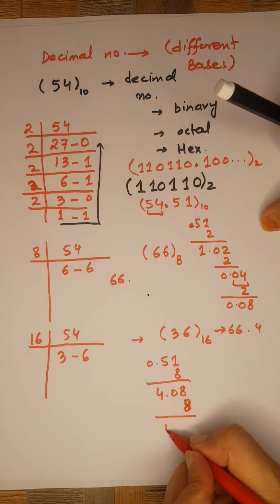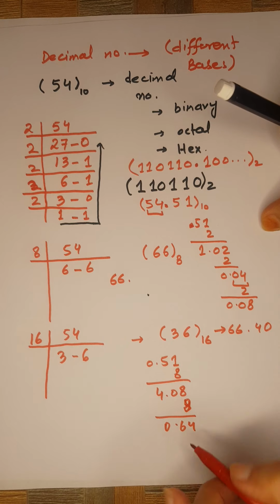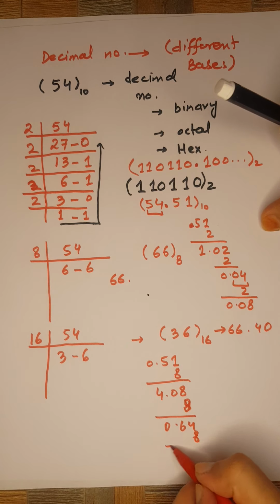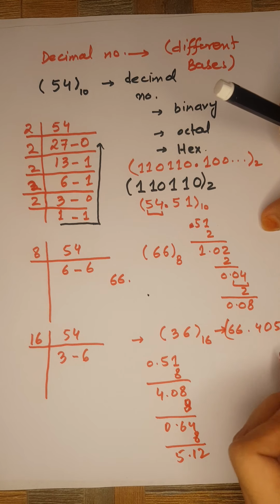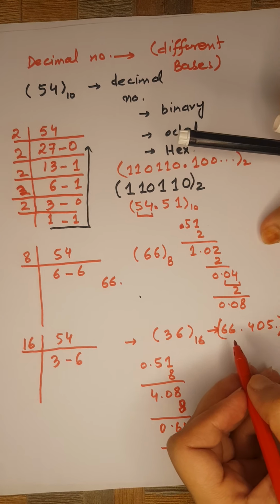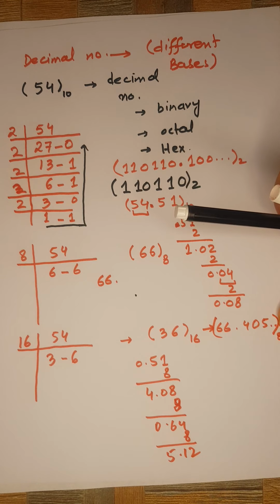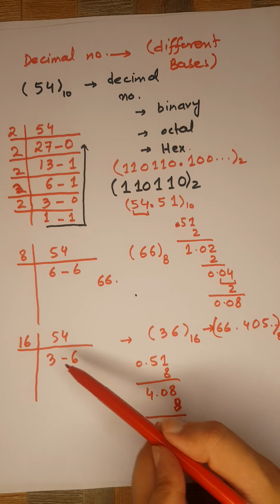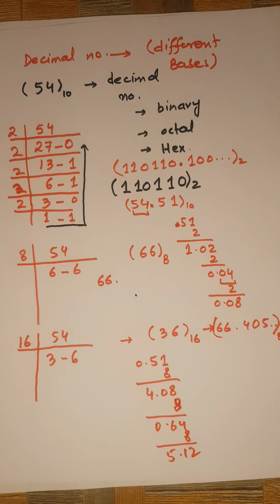You will get 0.64. So you will write 0 over here, and then the remaining part is multiplied by 8 again. That gives us 5.12, and so on. In this way, if you are interested in only 3 decimal places, you can just stop here and write it like that. Fine. And I hope you can also do exactly the same for the hex numbers as well.